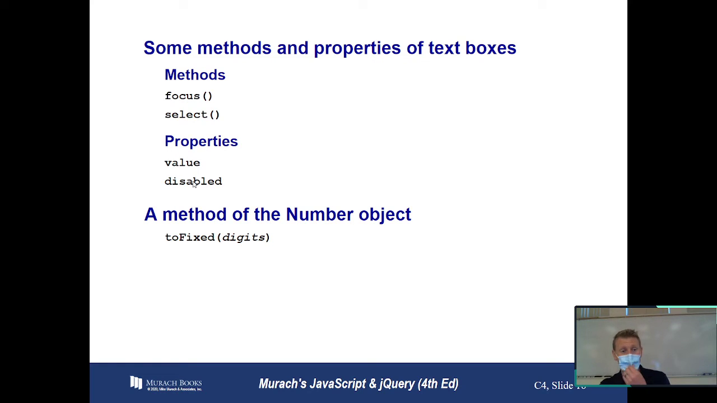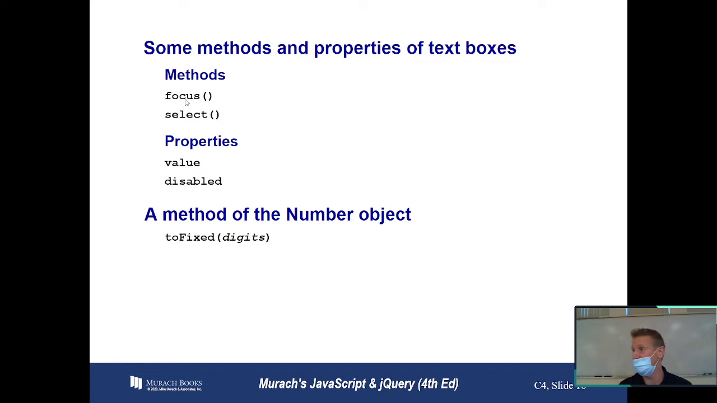There's also a disabled property that allows you to enable and disable a text box. And so from the JavaScript, you can disable a text box. If you set the disabled property, it's Boolean, so true or false. Disabled to true would make that text box go gray, and you can no longer interact with the text box.